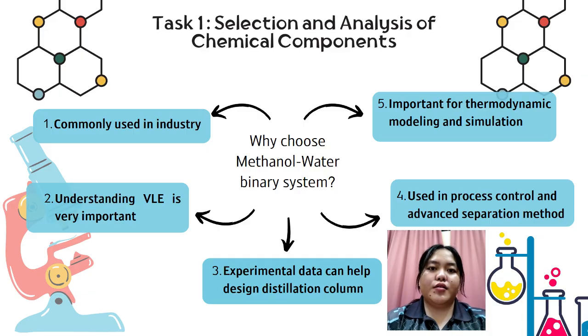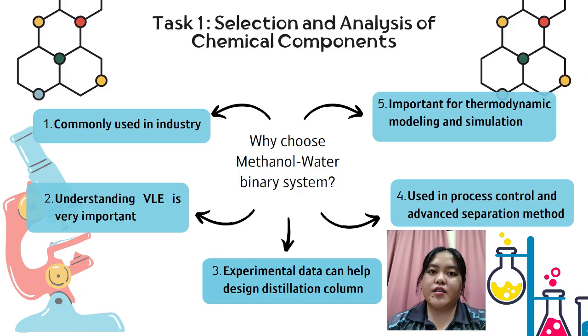Furthermore, it can be used in process control and advanced separation methods, where this methanol-water binary system is studied in process control to keep separation stable and used in advanced methods like pervaporation membranes to improve energy efficiency. Last but not least, it is important for thermodynamic modeling and simulation. This is because methanol and water show non-ideal behavior, so this system is often used to test and validate thermodynamic models and process simulation software such as Aspen Plus.